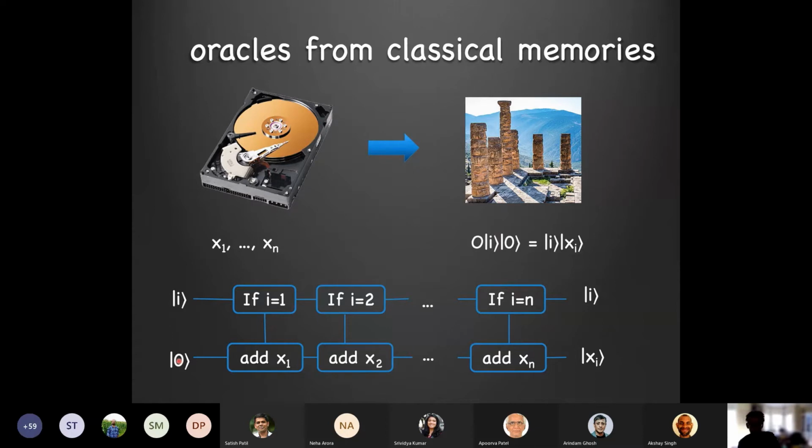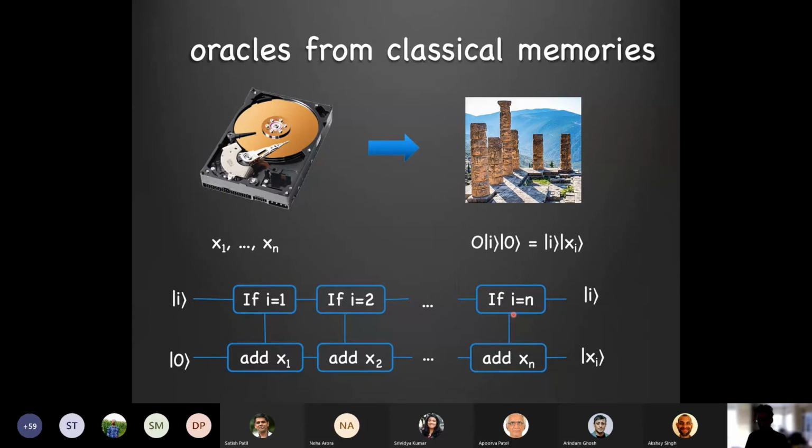That's a unitary operation. It's like a controlled NOT, but instead of being controlled on just a single bit, it looks at the entire string. But it's basically like a multiply controlled NOT. And then you step through all n choices. If I is equal to 2, you add x sub 2, and so on. And the quantum computer never needs to make a superposition query to the hard drive.